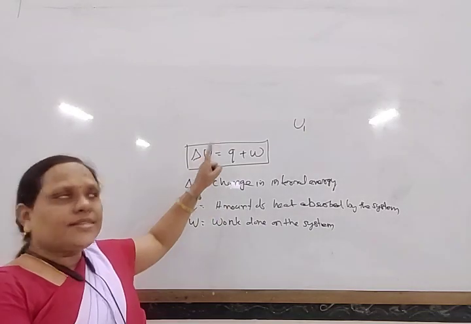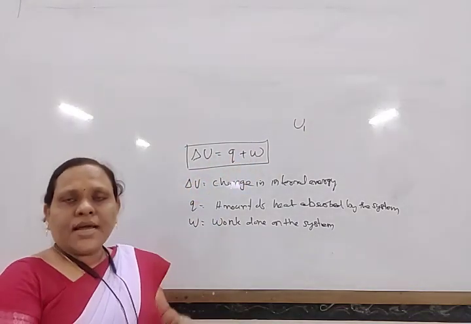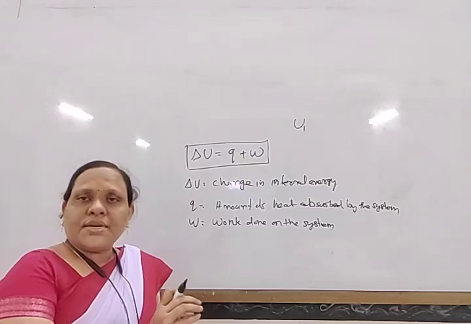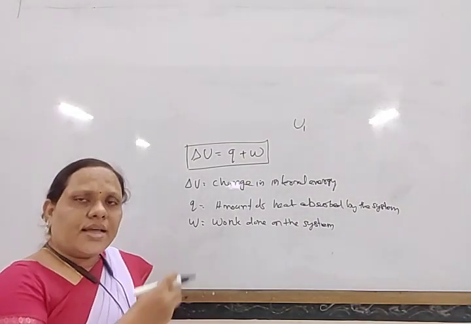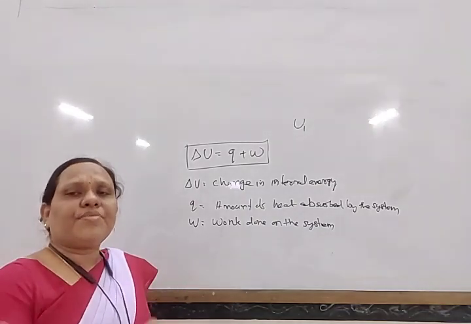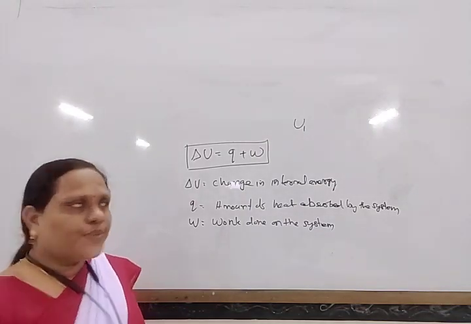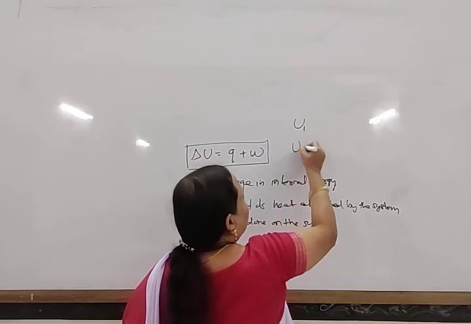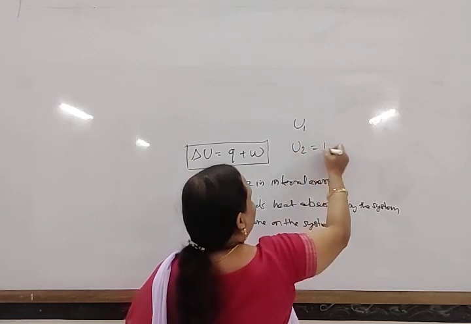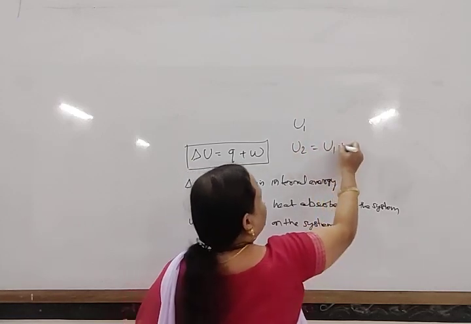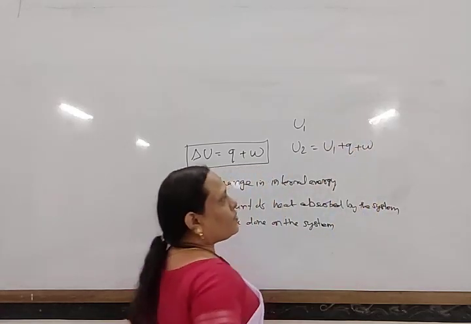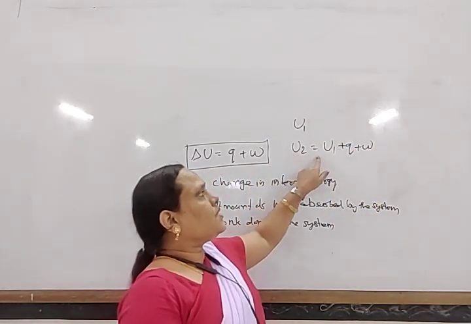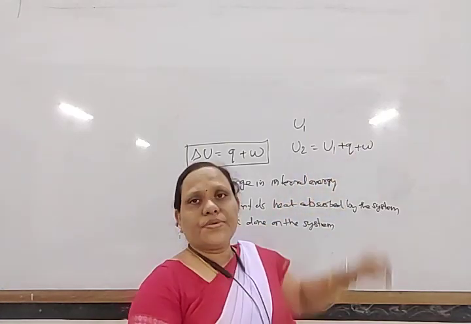Initially its internal energy is U1, and after absorbing energy and after work is done on the system, its energy changes. Let its final internal energy be U2. Then U2 is equal to U1 plus Q plus W, since it absorbs Q amount of heat and W amount of work is done on the system.